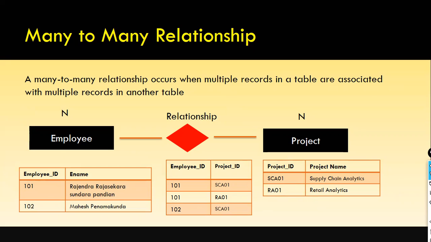Okay, if I bring in the project ID and make it part of this table, what will happen? Let's say this guy is working on more than one project. He's working on SCA 01 and RA 01, comma, SCA 0. But this is violating the normalization rule. We have something called normalization rule.